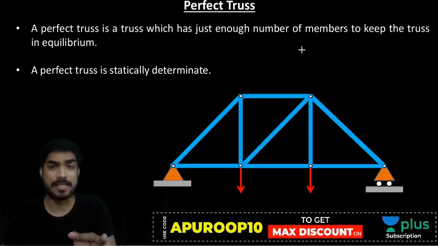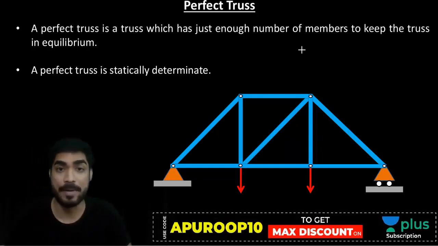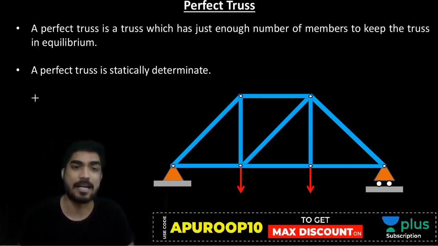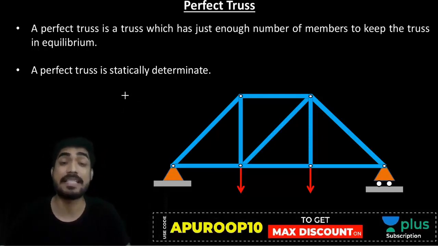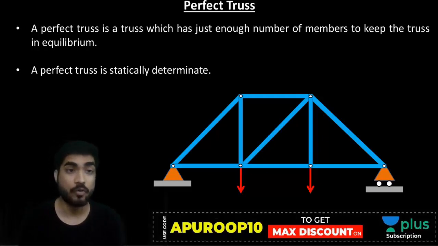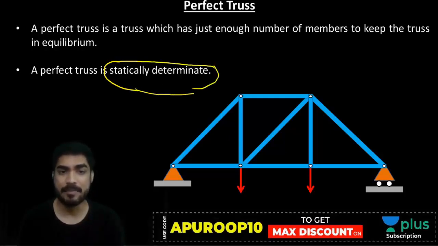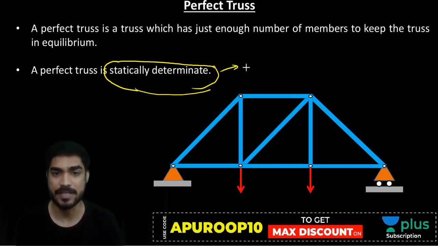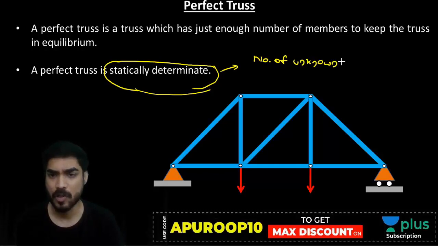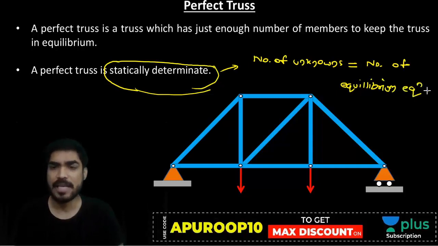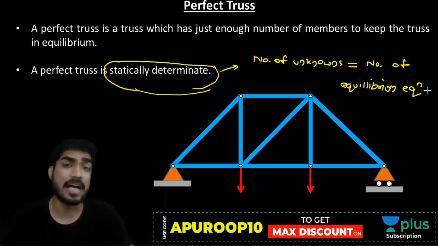If the number of members is less than 10, then what is going to happen? That you will understand from the second point. A perfect truss is statically determinate. Now what do we mean by statically determinate? Statically determinate means number of unknowns should be equal to number of equilibrium equations. See, in case of statics, how do you find the unknown forces?